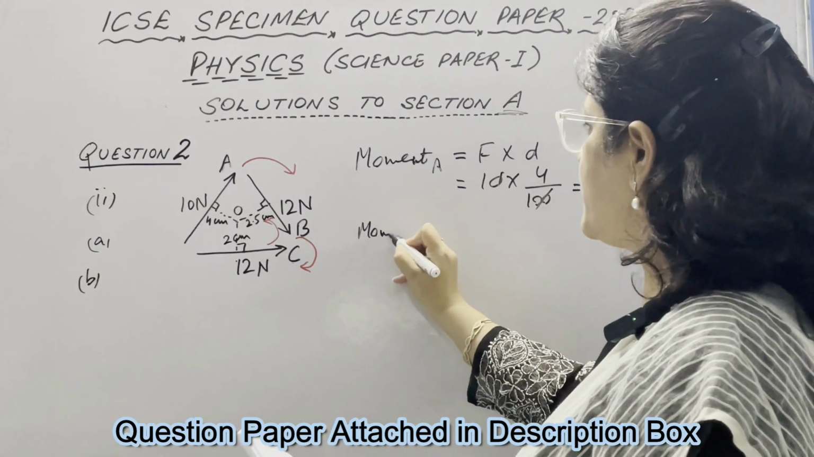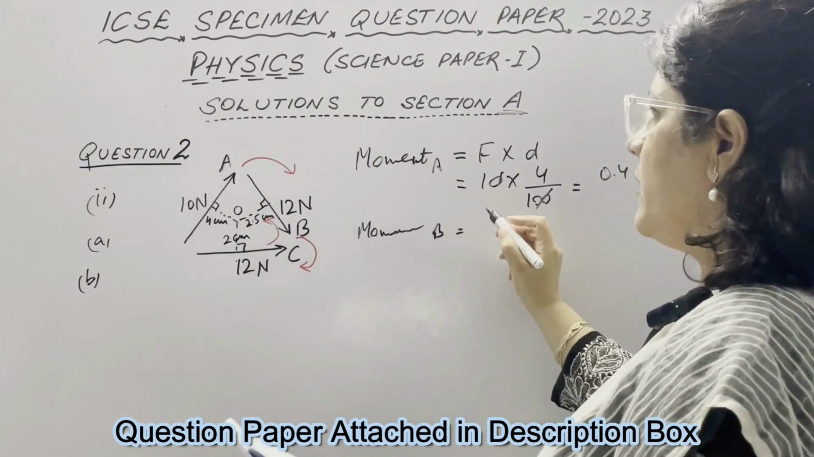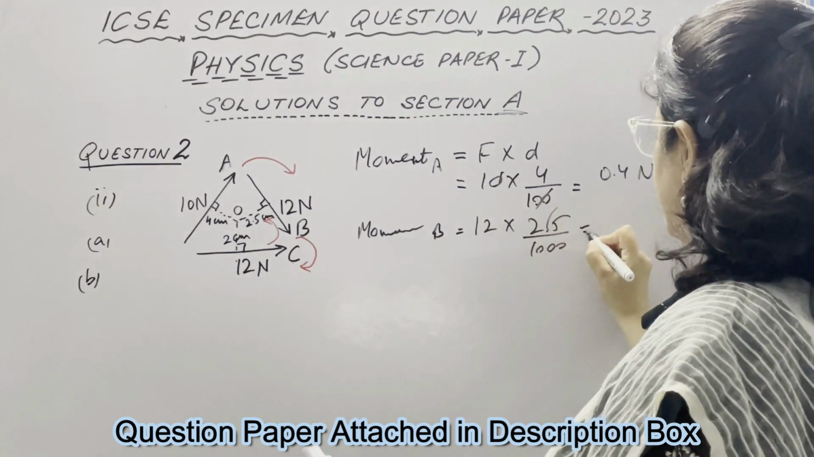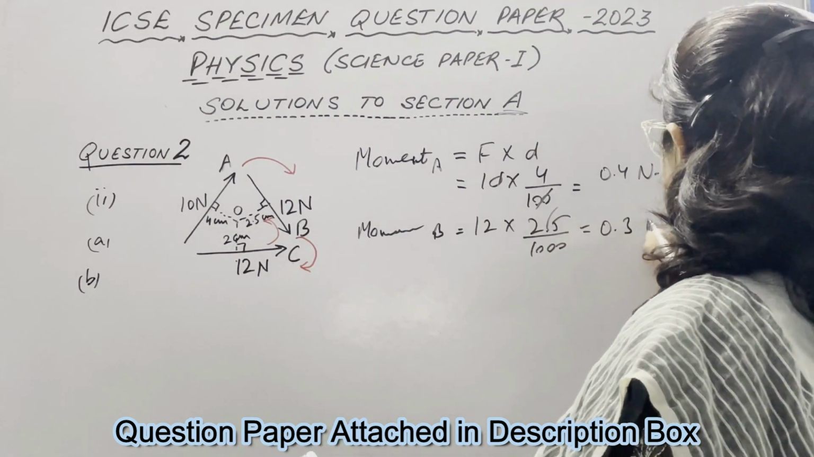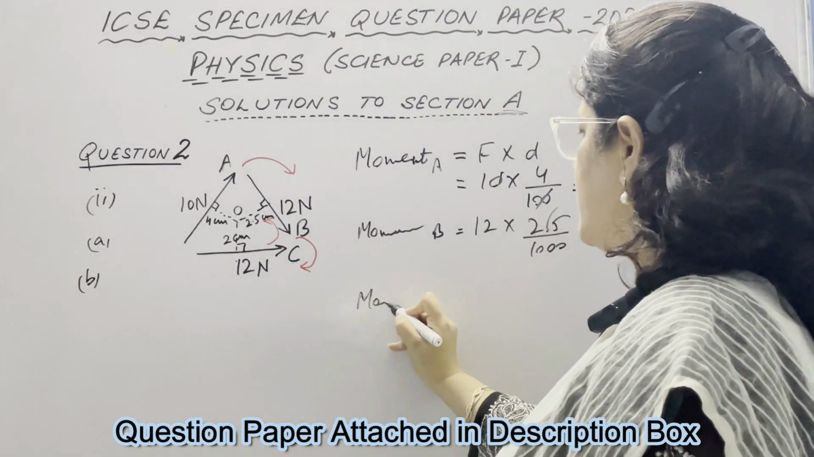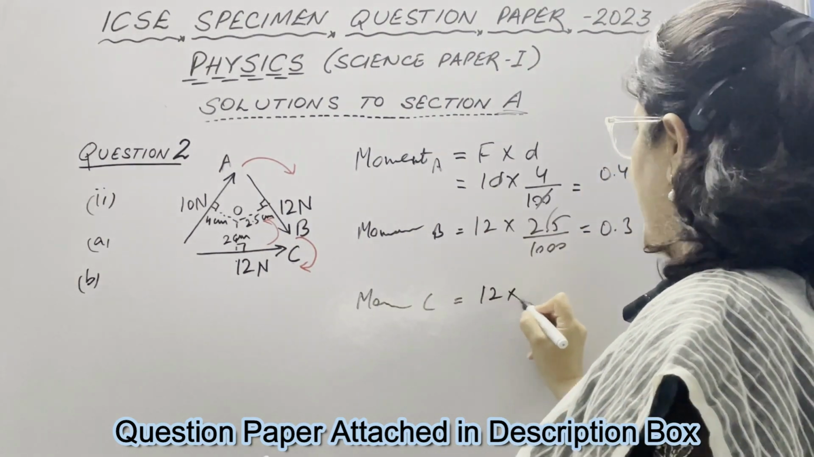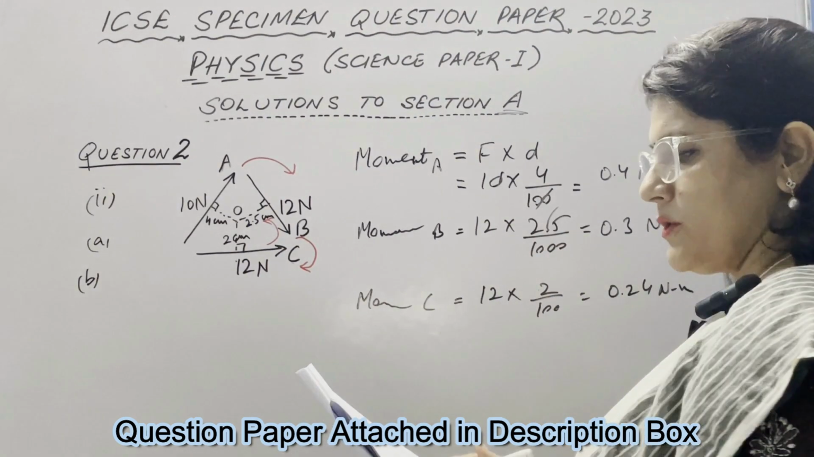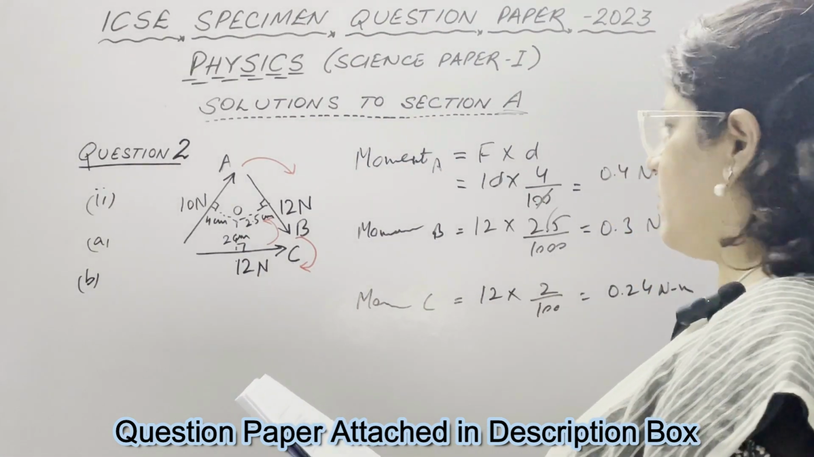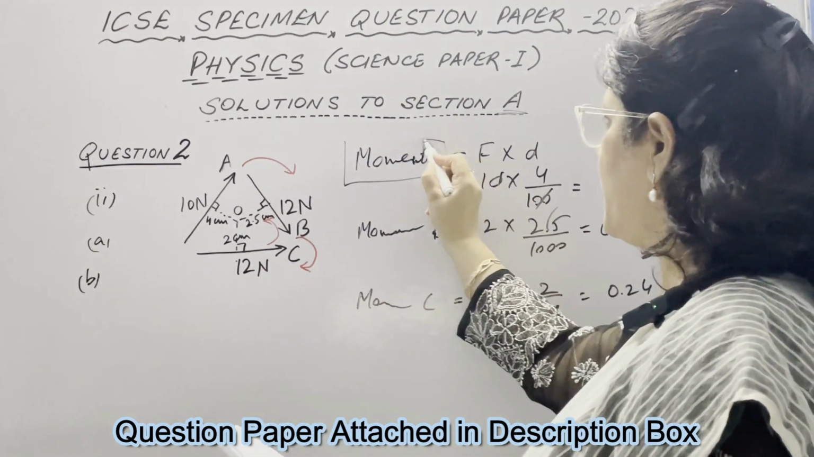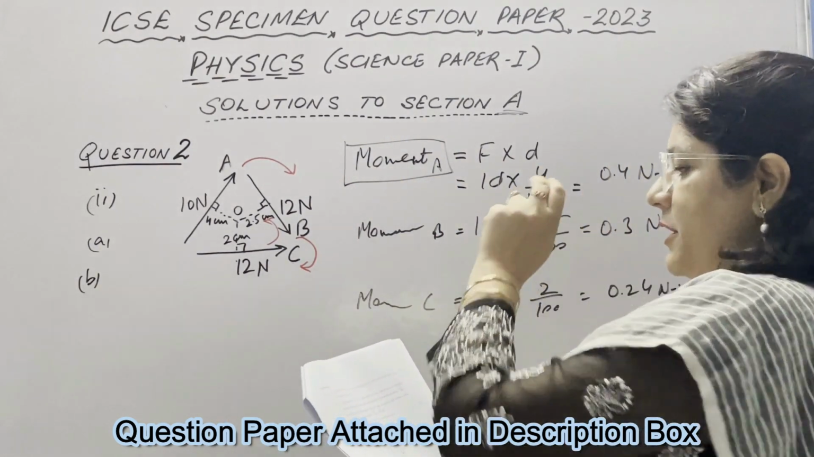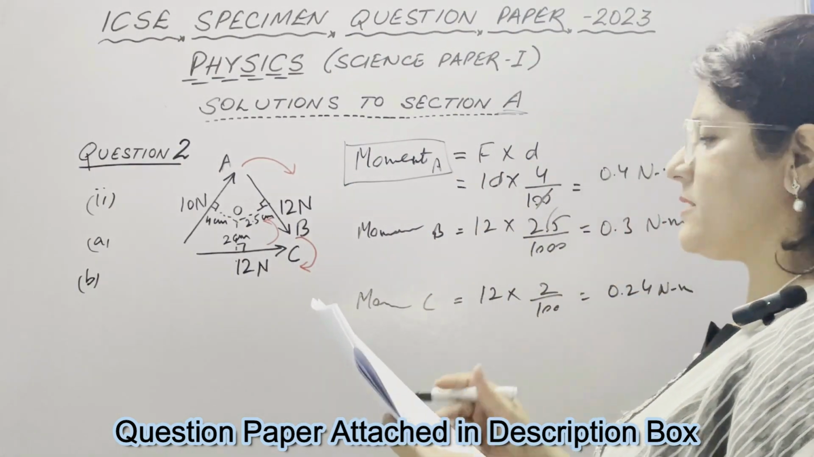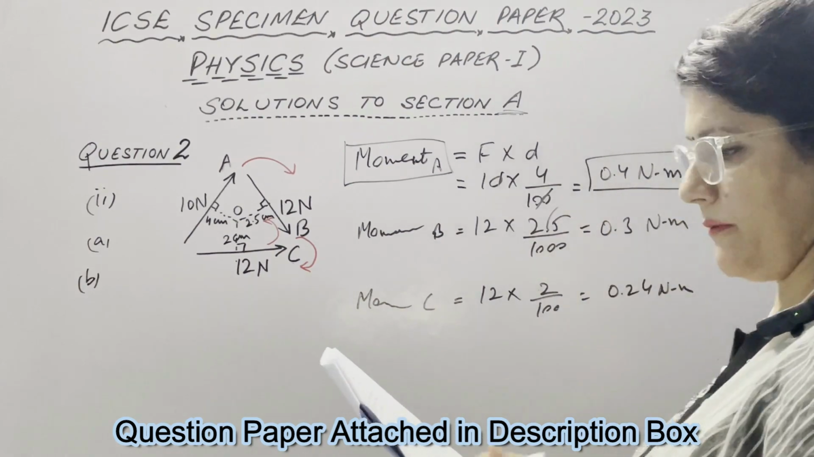Now moment of force B is equal to 12 into 2.5. Its value comes out to be 0.3 Newton meter. And moment of force C is equal to 12 into 2 upon 100. It means 0.24 Newton meter. So question asks us, name the force which produces maximum moment about O. So maximum force of 10 Newton produces maximum moment. So A is the correct answer and its value in SI unit is 0.4 Newton meter.